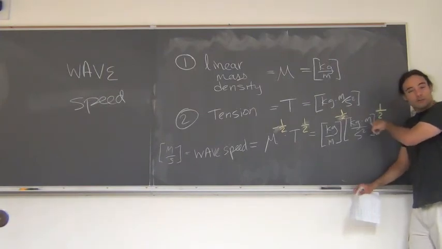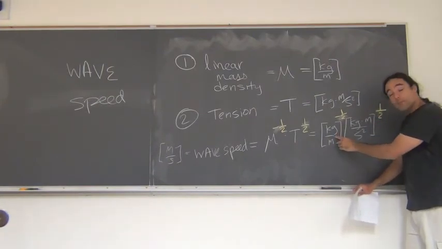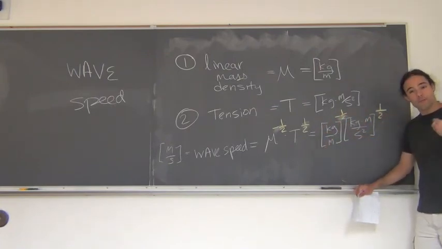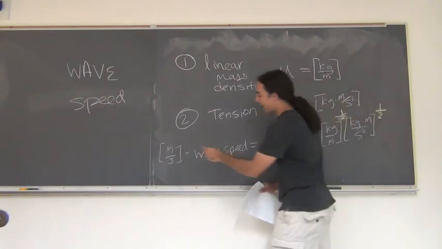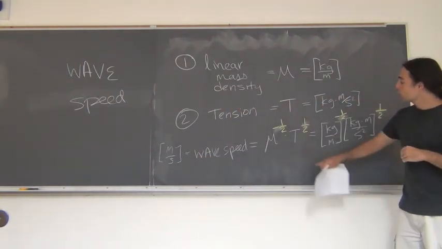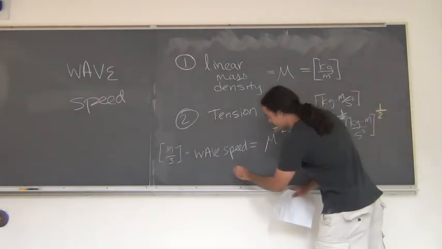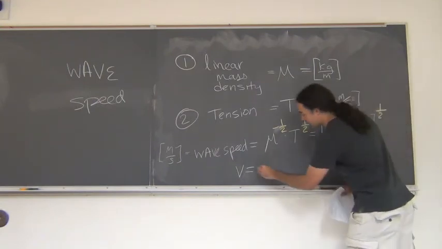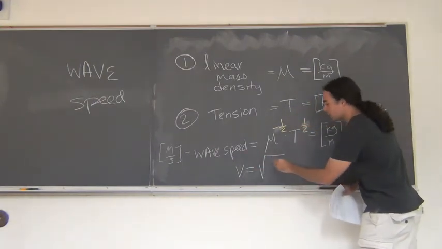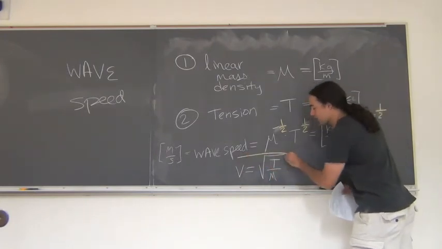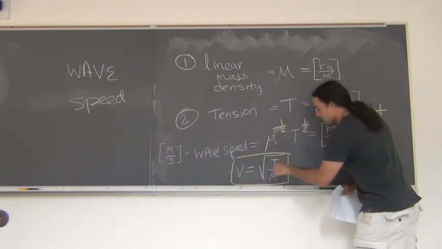But I also have this meters to the 1/2 power. So I have meters to the 1/2 power from this term, meters to the 1/2 power from that term. Lo and behold, I get meters by itself, meters to the first power. So if I take this formula, I will just get the wave speed. I will get that the wave speed equals the tension divided by the mass per unit length, whole thing taken under a square root.